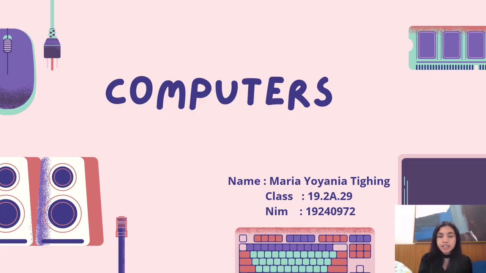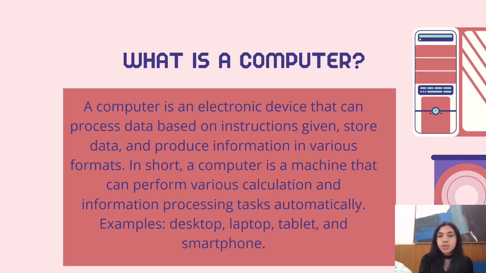So first we will know what is a computer. A computer is an electronic device that can process data based on instructions given, store data, and produce information in various formats. In short, a computer is a machine that can perform various calculations and information processing tasks automatically. Examples: desktop, laptop, tablet, and smartphone.